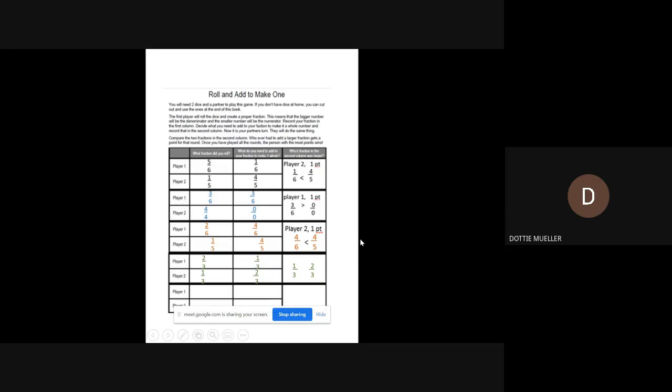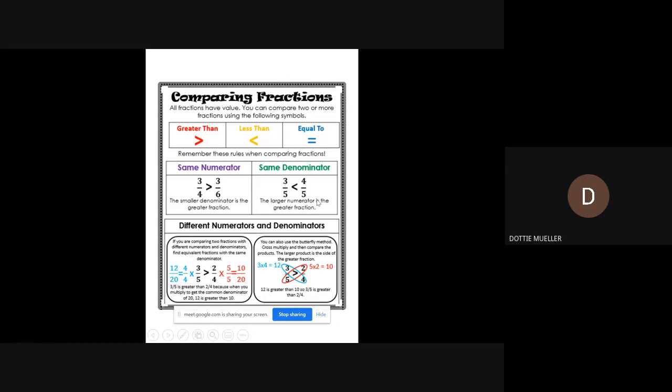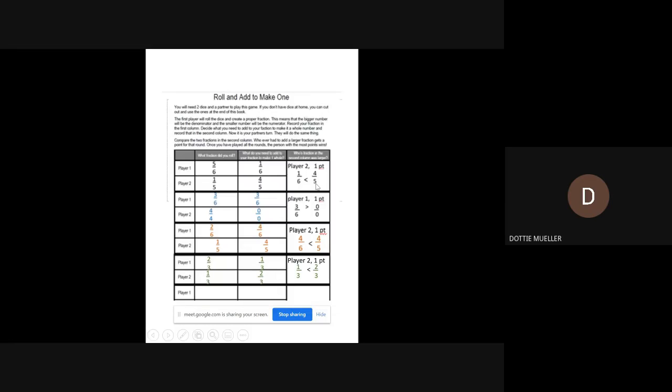In the fourth round, I rolled a 2 and a 3. And to make that a whole, I need a 1/3. And then I rolled a 1 and a 3, and to make that a whole, I need to add 2/3. So now we're comparing fractions that have common denominators. So we can look up here at our rule for common denominators. It says the larger numerator is the greater fraction. So if the bottom is the same, we just look at the top and make our determination. So 1/3 is less than 2/3. So player 2 gets the point.